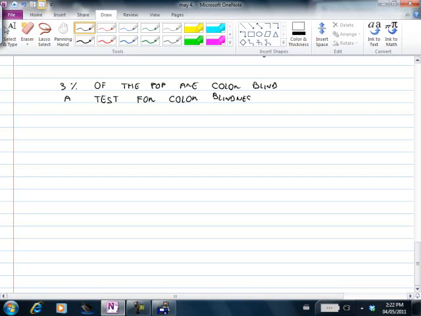There's actually a neat test for color blindness. What they do is give you a picture with a number 1 in it, and they say, what do you see? Some people say, oh, I just see a circle. If you're not colorblind, you see the number 1. A test for colorblind is 88% accurate. So this test is 88% accurate.